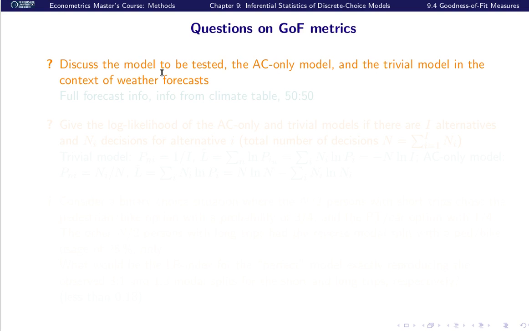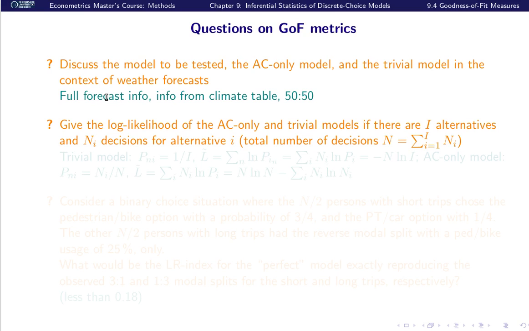The trivial model would be, given that you can only predict good and bad weather, just 50-50. The AC only model, you can use the climate table. For example, if you predict the weather tomorrow in the desert, then the climate table says probably tomorrow is nice weather, and you can take this information. And the full model would be just having access to a weather forecast, and obviously the information is different.